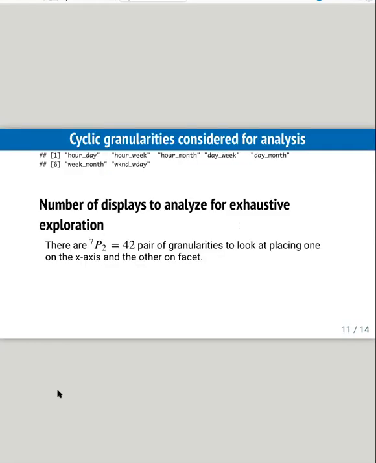So suppose we start with 7 cyclic granularities, which are hour of the day, hour of the week, hour of the month, day of the week, day of the month, week of the month, and weekend-weekday. Then we will have 7 permutation 2, which is 42 pairs of granularities, that is 42 displays to look at to have an exhaustive view of the data.